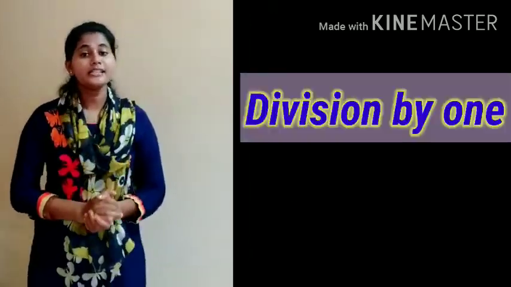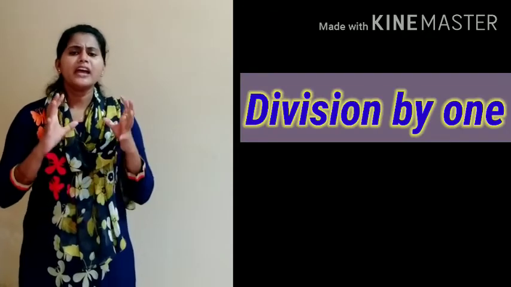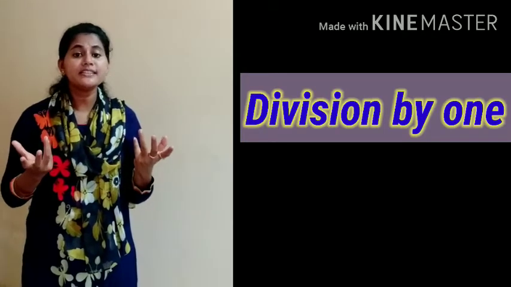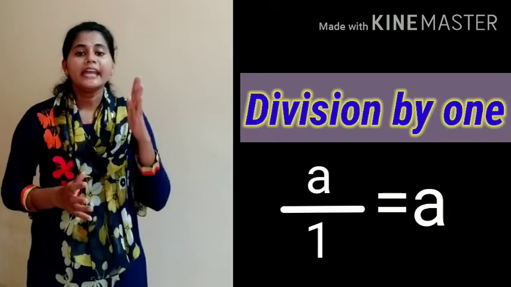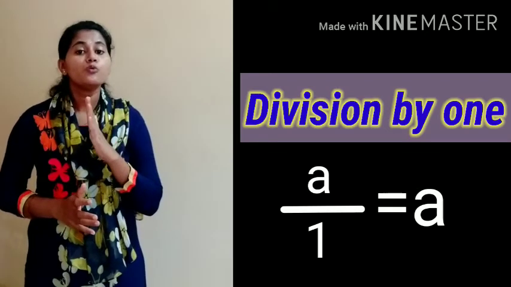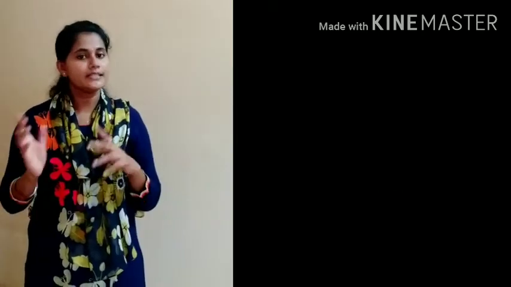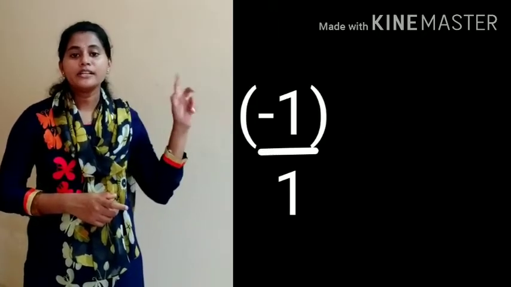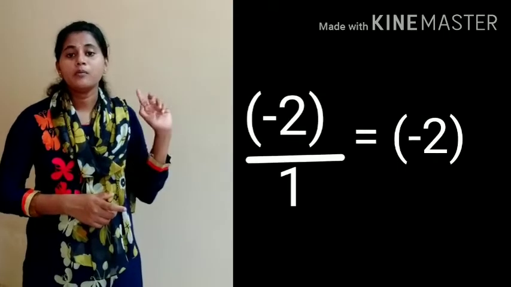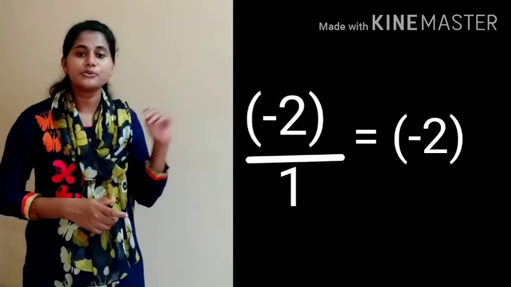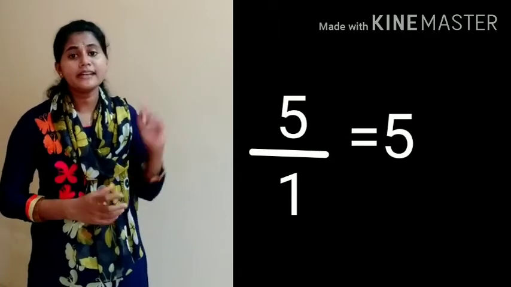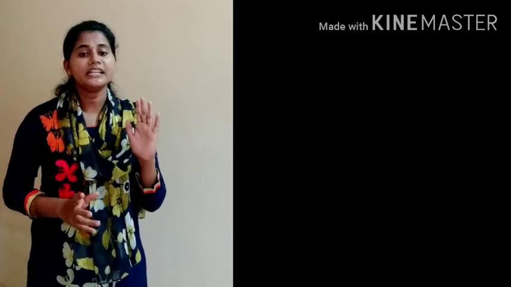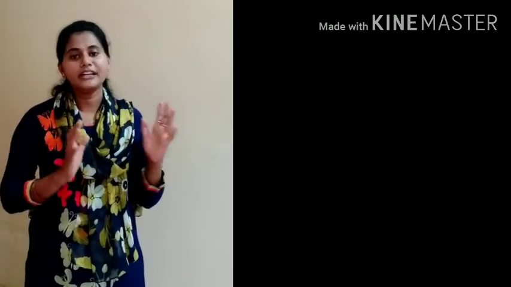0 itself. Next is division by 1. If any integer is divided by 1, we will get which integer? The same integer, right? So, a divided by 1 gives what? A itself. Okay, this is some example. 1 divided by 1 is 1 itself. Minus 1 divided by 1 is minus 1 itself. Minus 2 divided by 1 is minus 2 itself. 5 divided by 1 is 5 itself. So any integer divided by 1 gives that same integer itself.